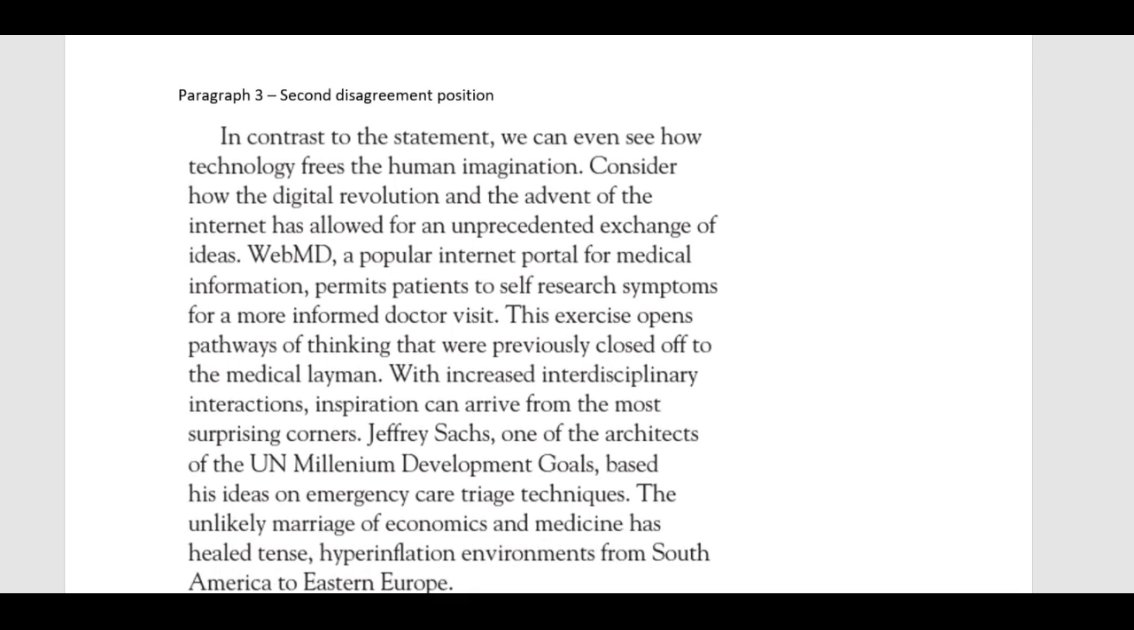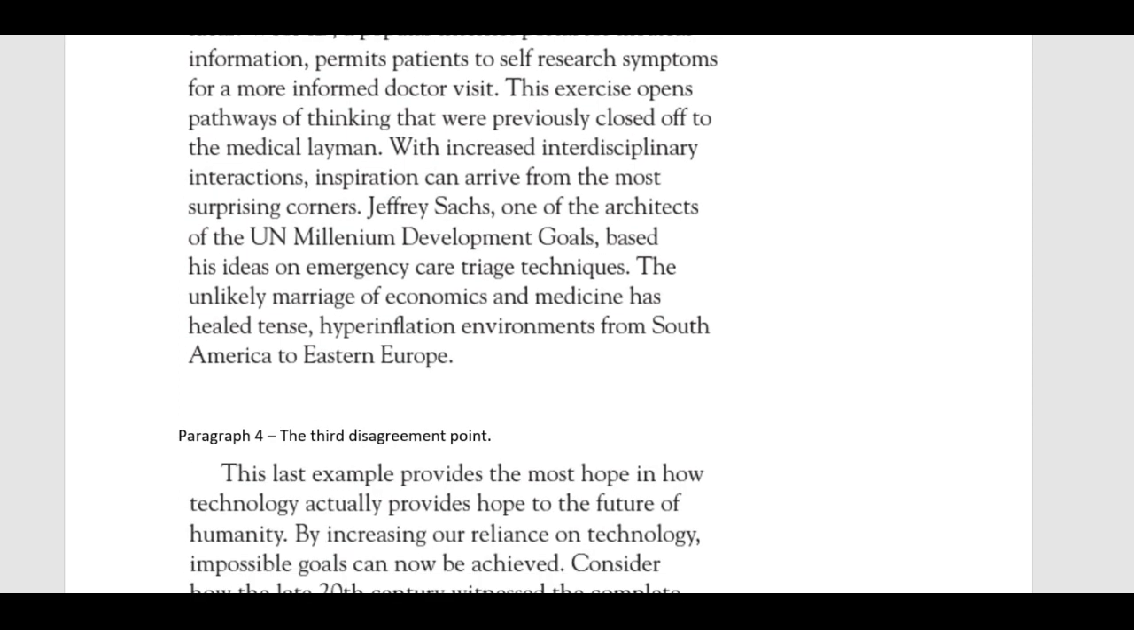So paragraph 3, it's another disagreement point. In contrast to the statement, we can see how technology frees human imagination. So we can talk about portals, the internet, social media, how people, medical laypersons, can get information, can improve their imagination and understanding of something, how you can get fresh ideas from different forums, for example, get some advice on some topics and have very good ideas.